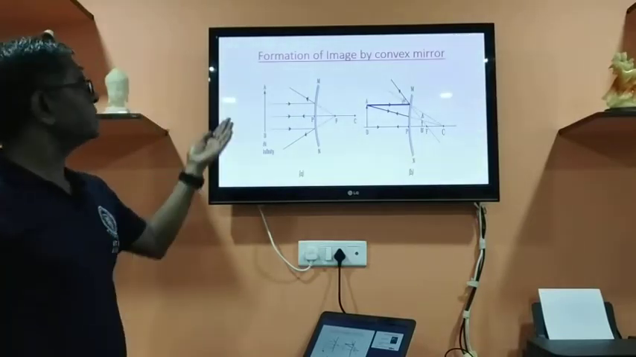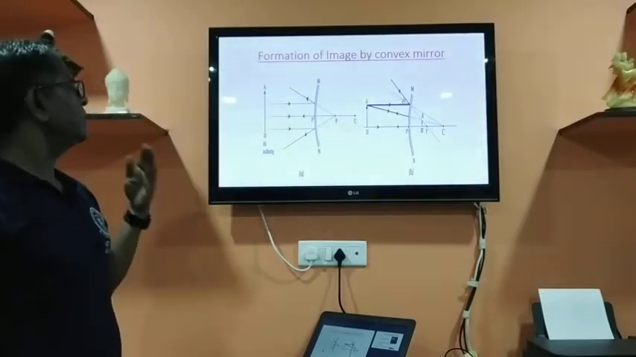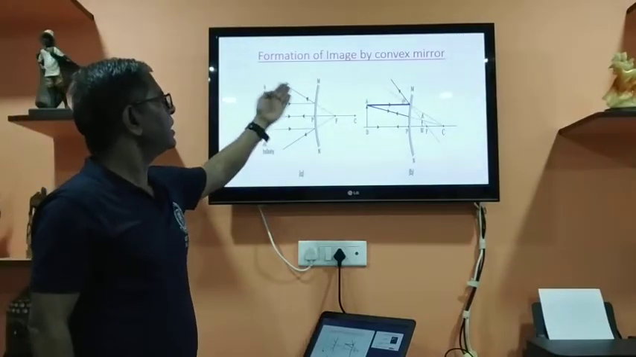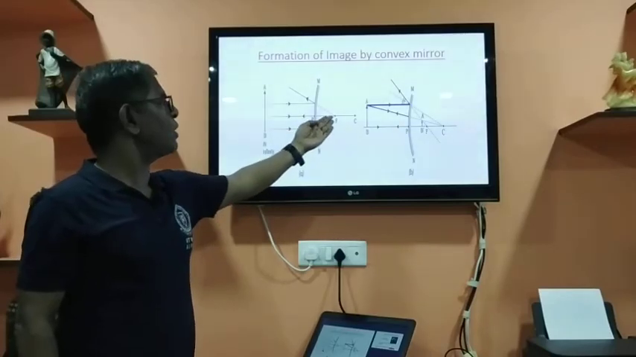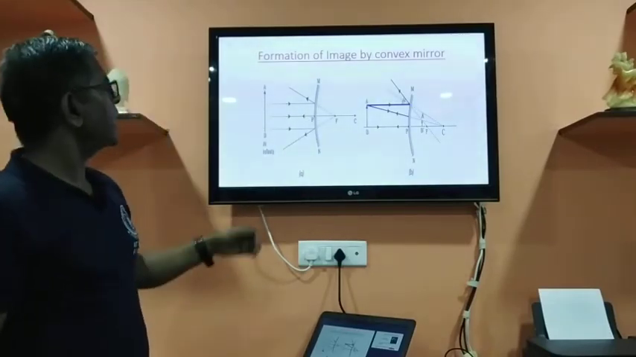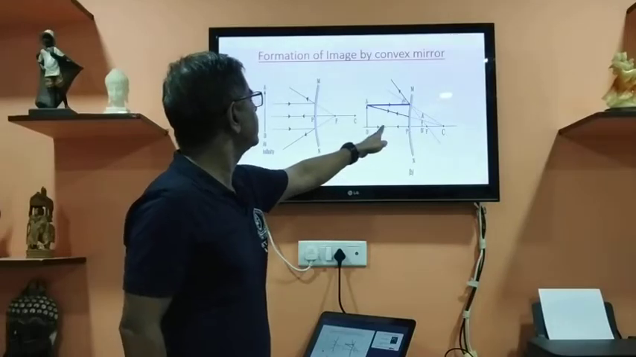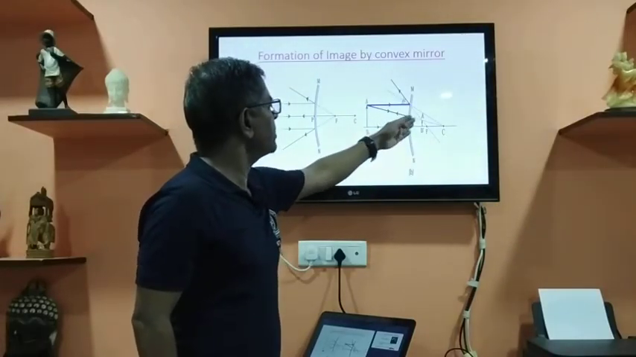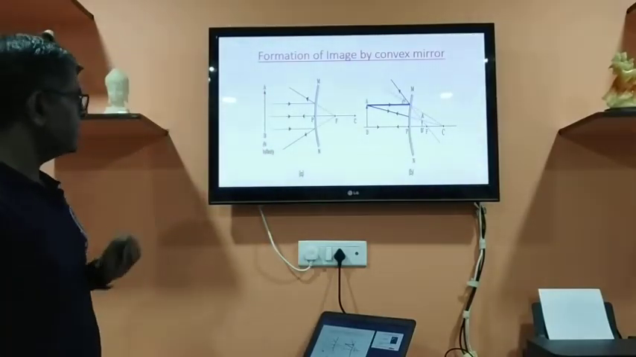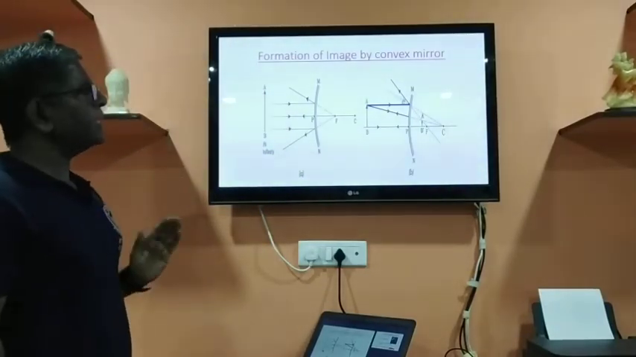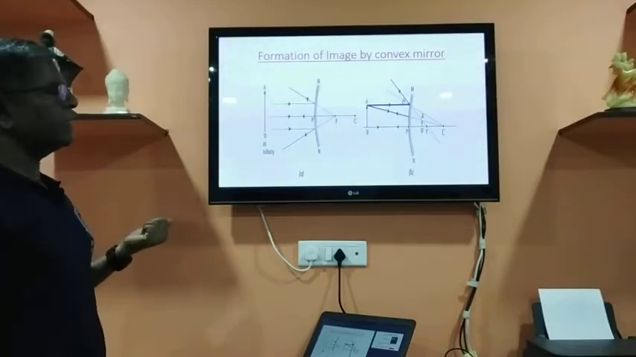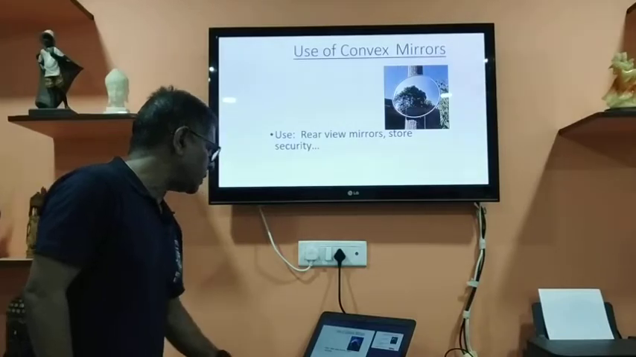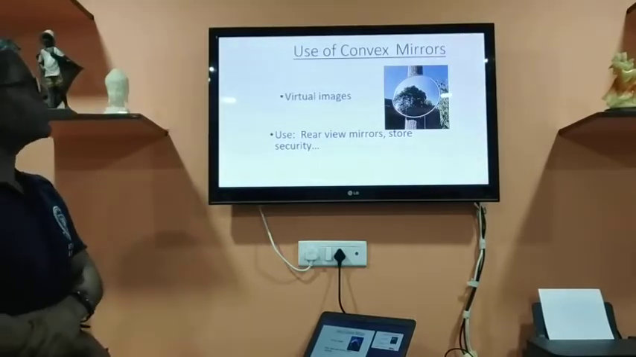So this again is a ray diagram for the convex mirror. The principle is very simple. Again, if the object is at infinity, the virtual image will be formed at the focal point. And if the object is beyond the focal point, again the image will be virtual and of reduced size. So by applying the law of reflection and the rules of the ray diagram, you can find out the images formed by the convex mirror.